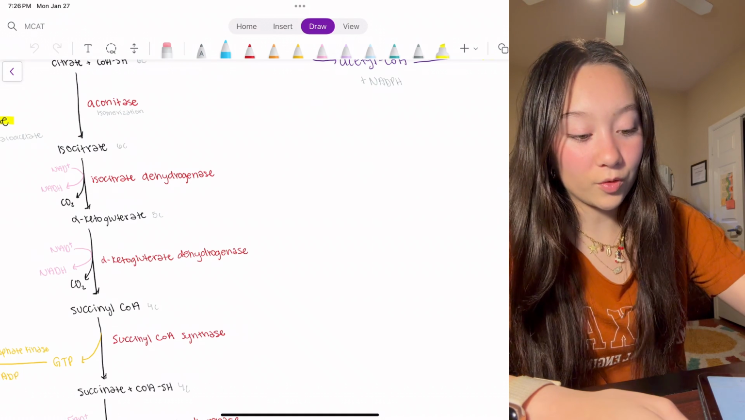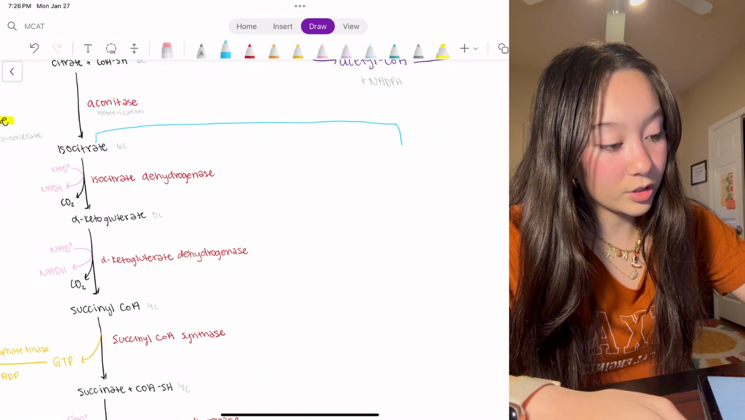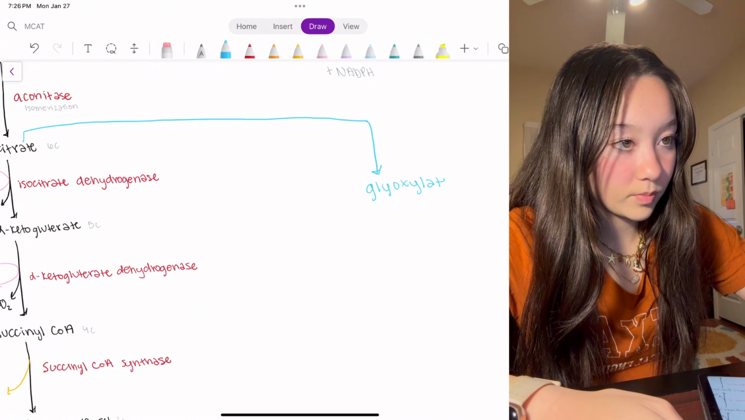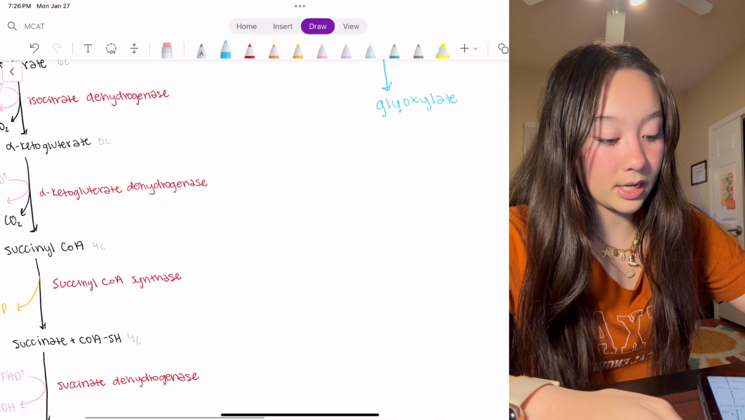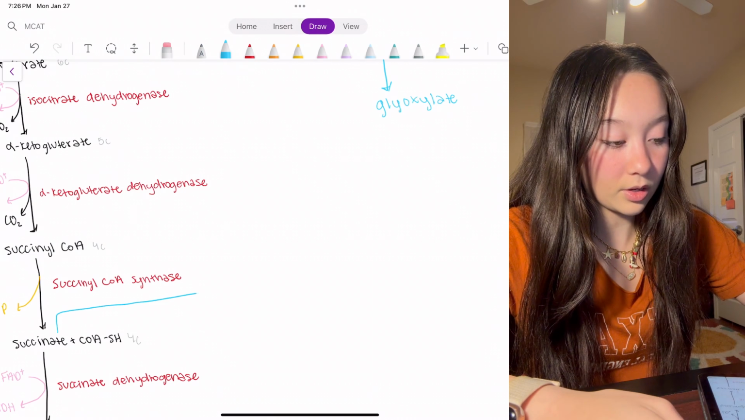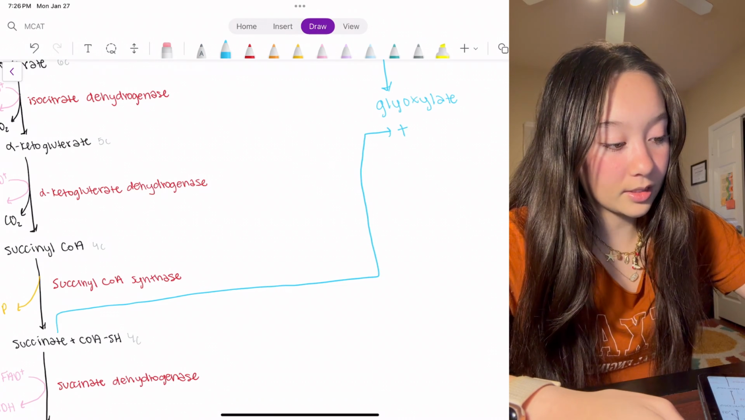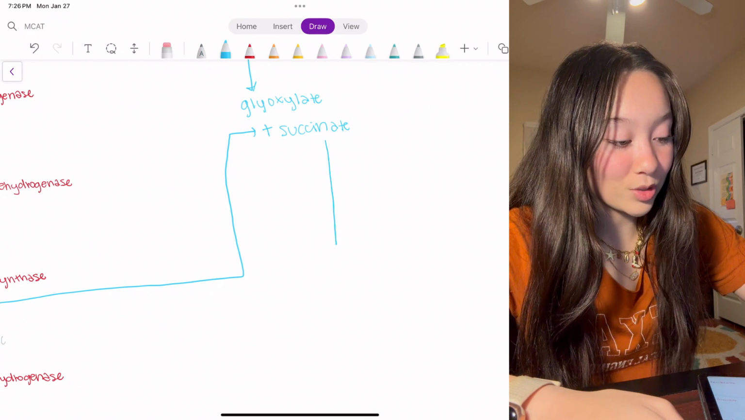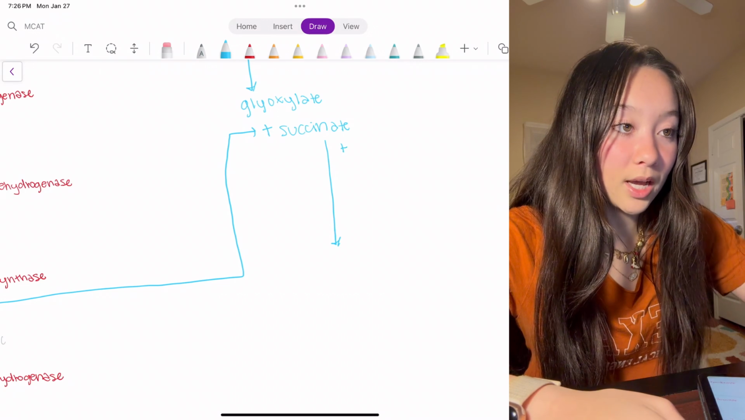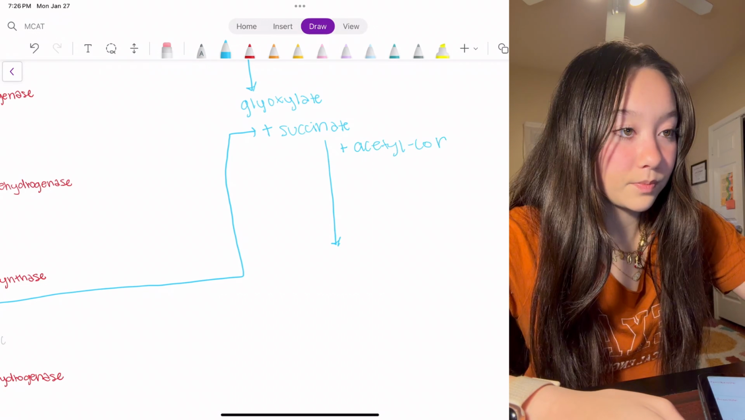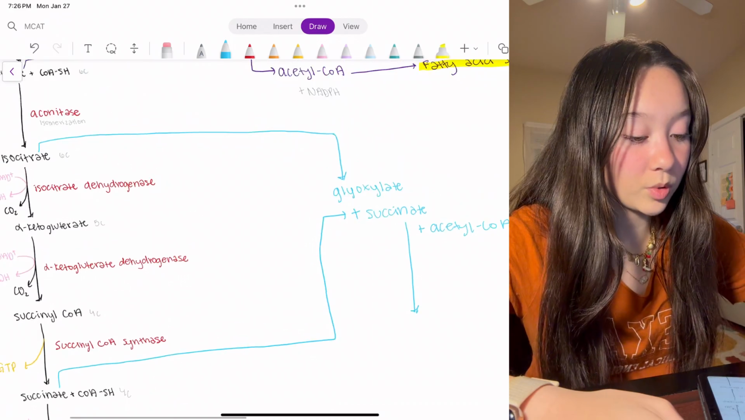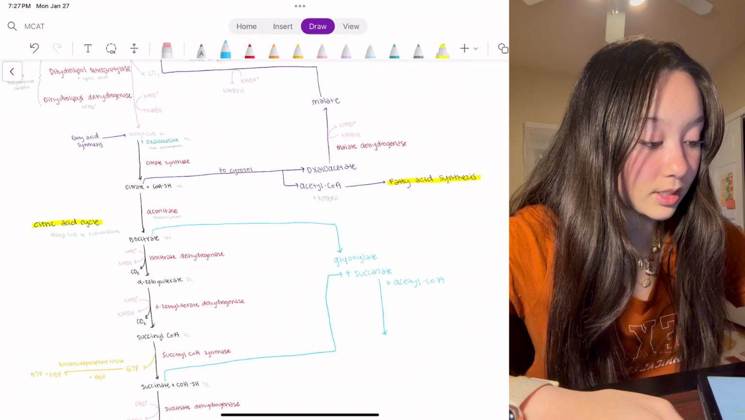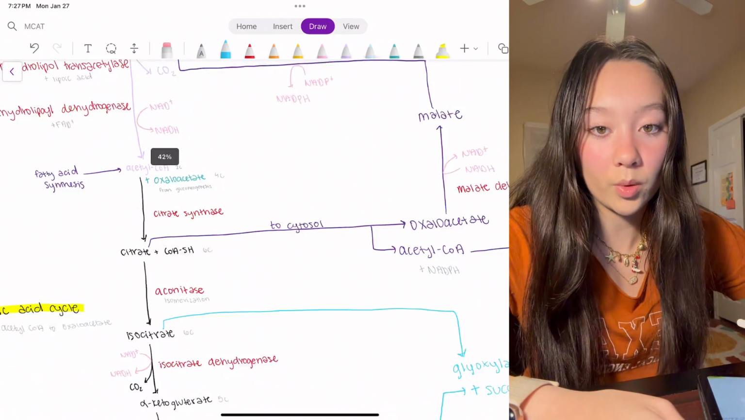So we're going to start off with isocitrate, and we are going to transport it over here, and we are going to turn it into glyoxylate. And then we are going to take the succinate from down here and add it. Now, we're not quite done yet adding. Before we can transform this into anything, we are also going to add an acetyl-CoA. And see how we pulled multiple things. We formed a glyoxylate, we pulled a succinate, and we're pulling an acetyl-CoA from all the way back up here.